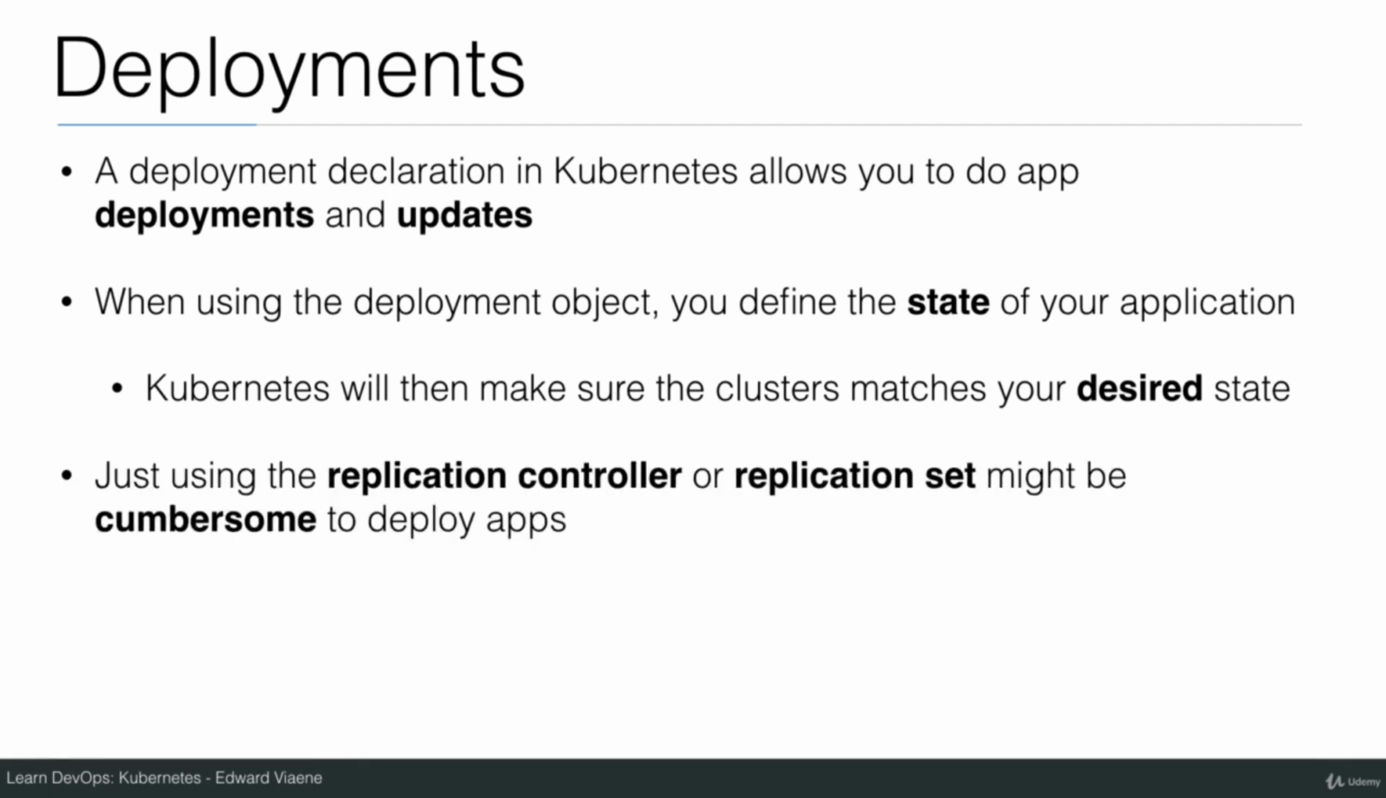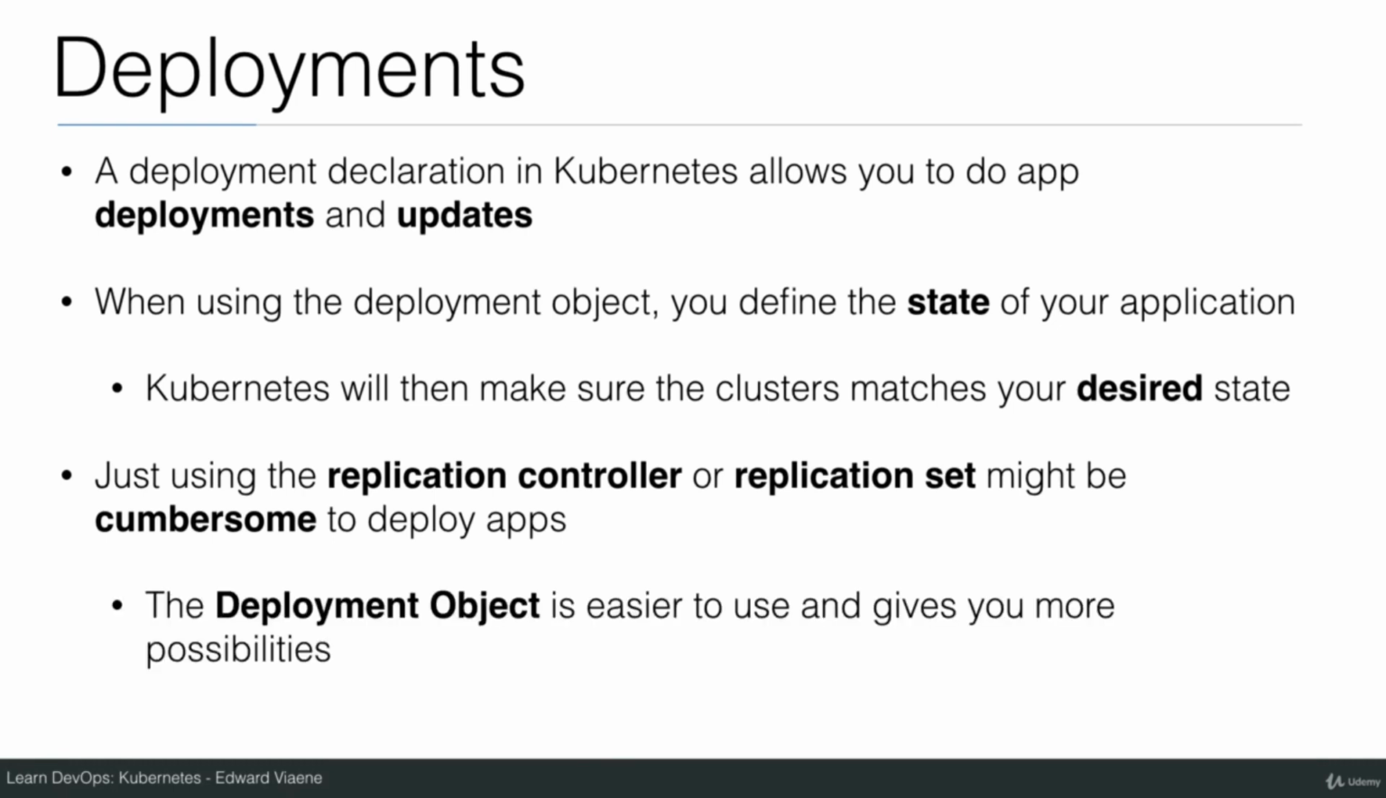That's why just using the replication controller that we saw earlier or the replica set might be cumbersome to deploy apps. So those two things might not be fit to deploy your apps. It would just be too much manual work to then do updates and rollbacks and so on. The deployment object is much easier to use and gives you more possibilities.